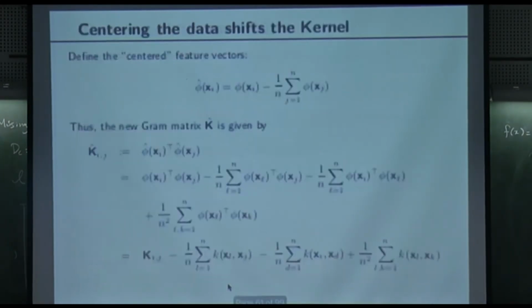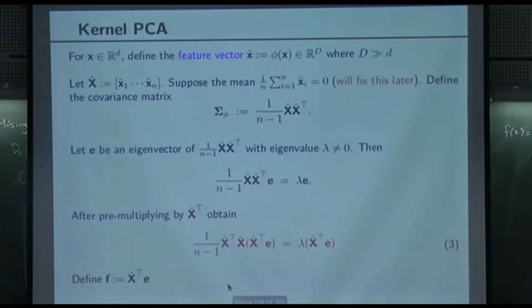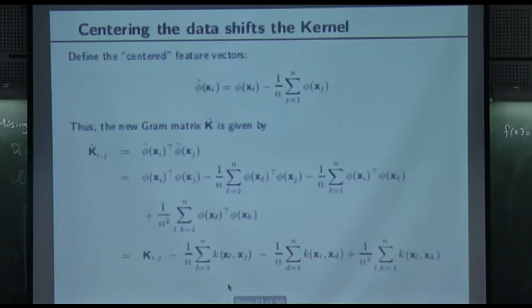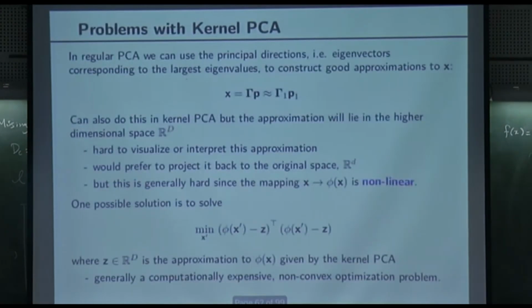So that is beautiful. You can get these principal components, you can squeeze out more information using this, but there are issues with kernel PCA. And the main issue is, in regular PCA we can use the principal directions, the eigenvectors corresponding to the largest eigenvalues, to construct good approximations. That is, if I have x equal to gamma times p, then I can approximate it by gamma 1 times p1, which is in a lower dimensional space.